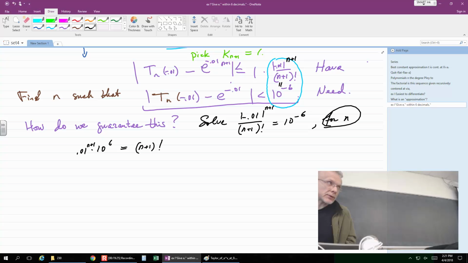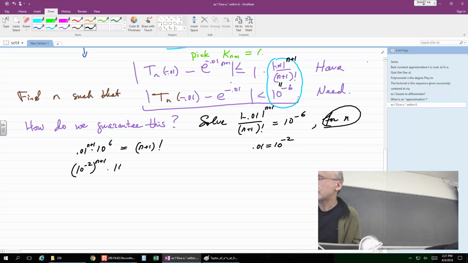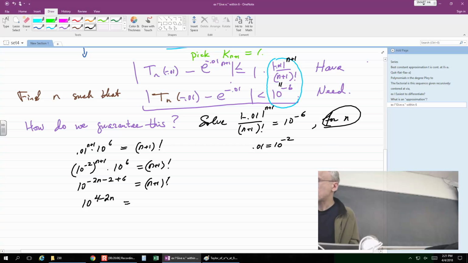0.01 is a power of 10, right? So 0.01 is 10 to what power? Minus 2, so I have 10 to the minus 2, to the power n plus 1, times 10 to the 6th is equal to n plus 1 factorial. Now I multiply the powers, right? So I'll have 10 to the negative 2n minus 2 plus 6 equal to n plus 1 factorial. Or I have 10 to the 4 minus 2n equals n plus 1 factorial.